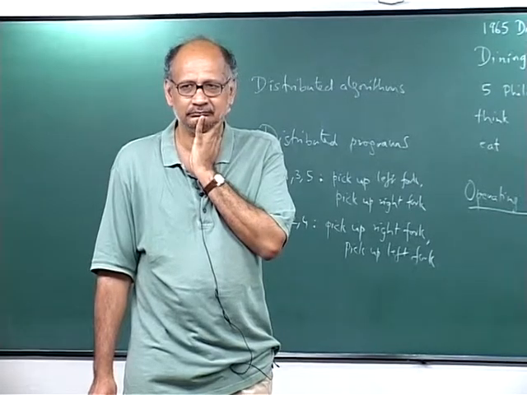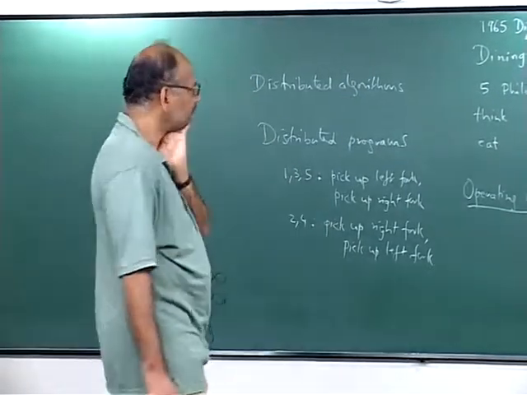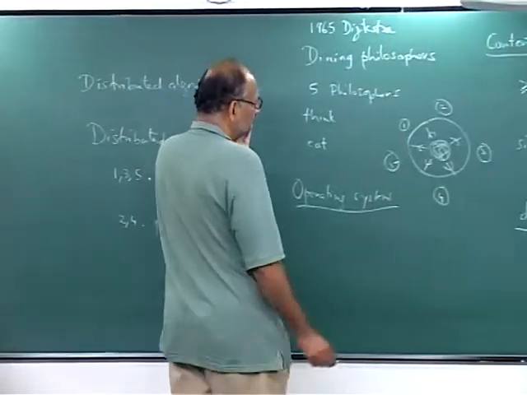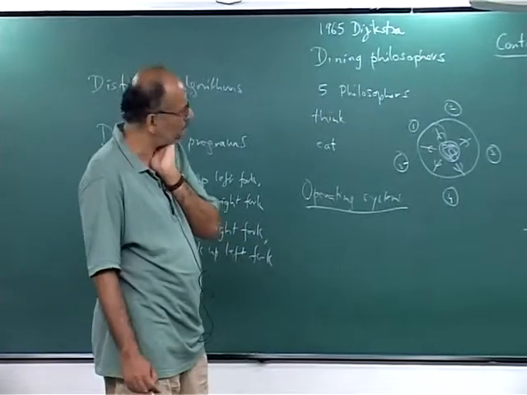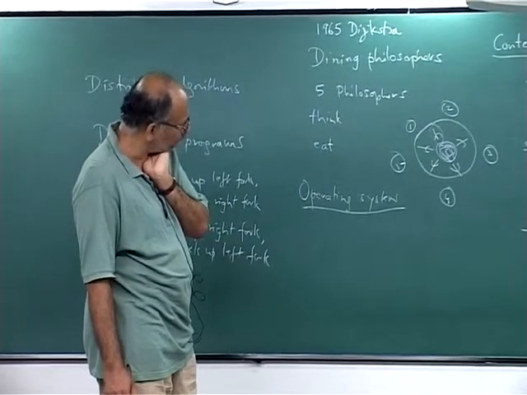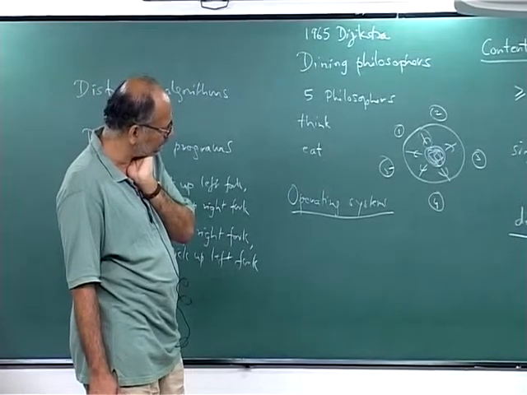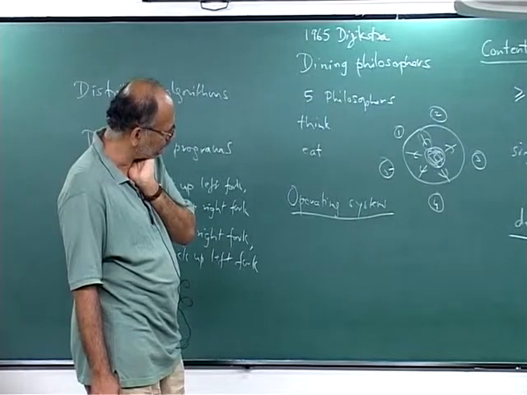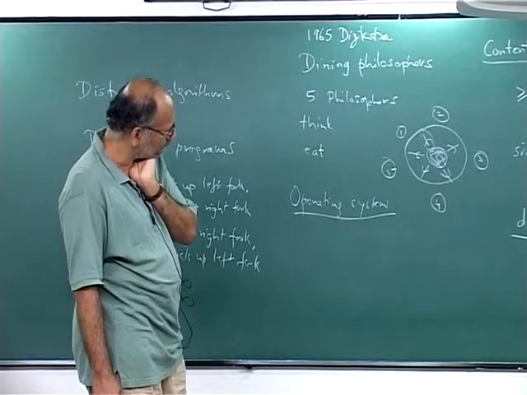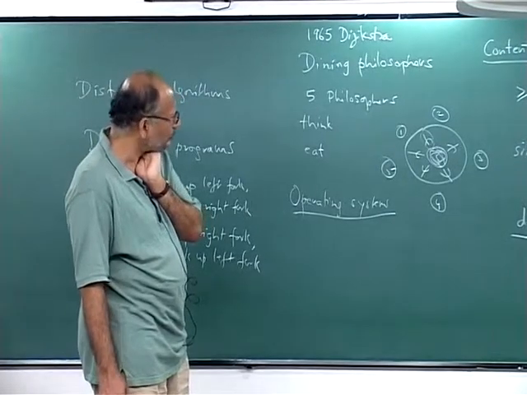Because, say, philosopher 1 picks up the left fork, and either at the same time philosopher 2 tries to pick up the right fork, because either one of them will win. So if one wins, then philosopher 2 does not start picking up the fork. But if 2 wins, then 1 does not pick up the fork. Hmm. So it's deadlock. Okay.